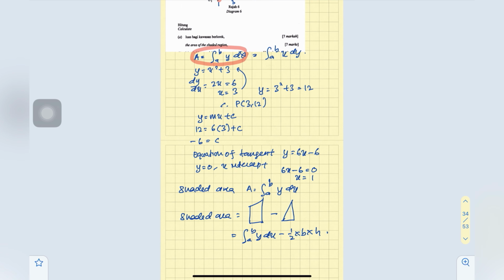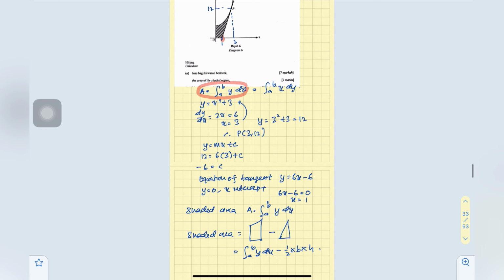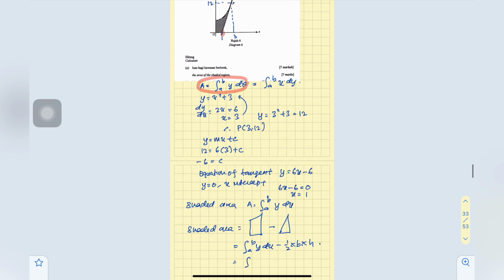So we need to look at our graph. The lower limit is 0 and the upper limit is 3. So from 0 to 3, y is x squared plus 3, dx, minus 1/2 times base times height. The base is this one, which is 2. The height is this one, which is 12.